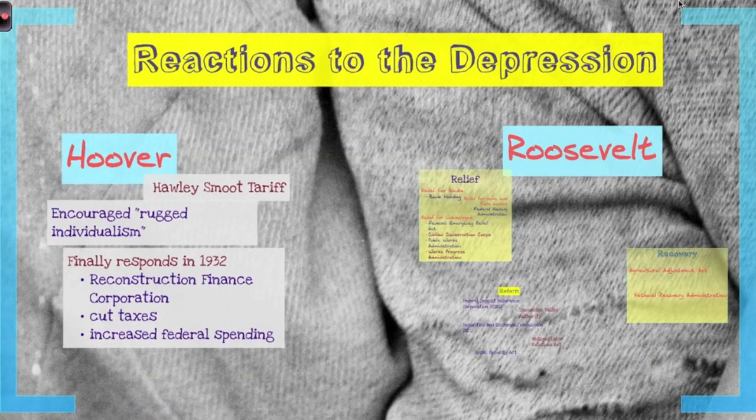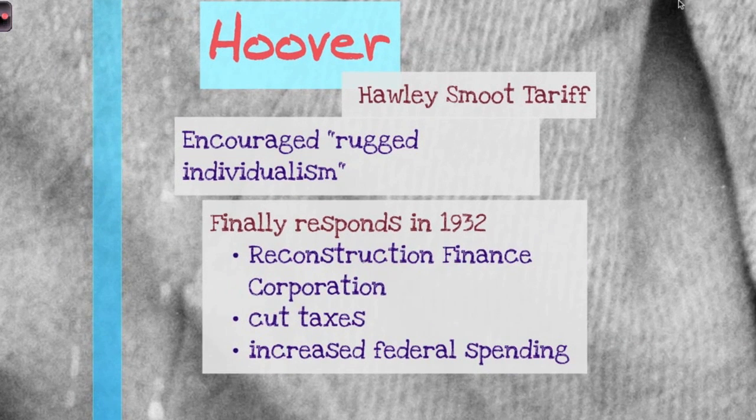So reactions to the Great Depression, there's going to be two different reactions. There's going to be Hoover, who's president from 1929 to about 1933, and then Roosevelt, who's president from 1933 to 1945. So Hoover's response is going to be more of this idea called rugged individualism. Remember, he is somebody that supports laissez-faire, where the business cycle just takes its natural course and the government doesn't get involved and just lets it fix itself, lets it work itself out.